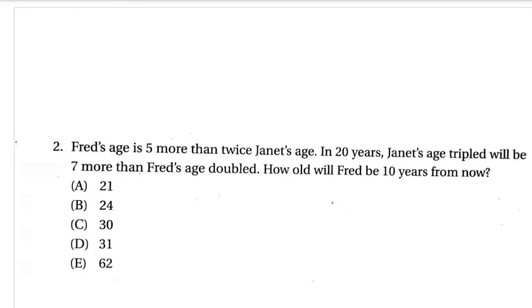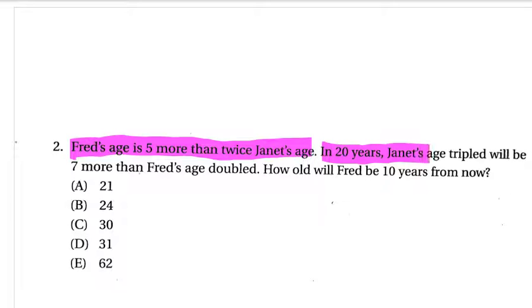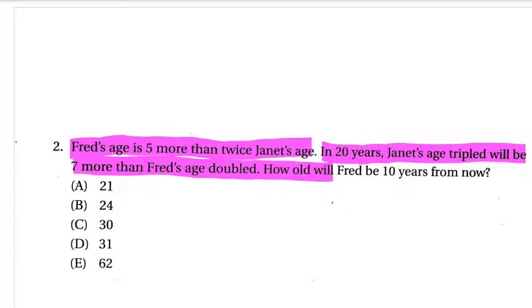The next question says Fred's age is 5 more than twice Janet's age. I need you to understand the question while I'm reading it. It says that Fred's age is 5 more than Janet's age. In 20 years, that is after 20 years, Janet's age tripled will be 7 more than Fred's age doubled. How old will Fred be 10 years from now?